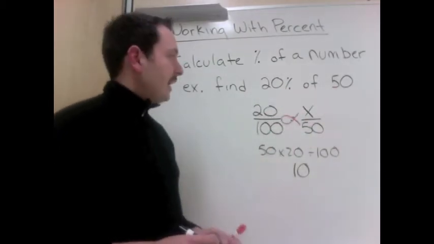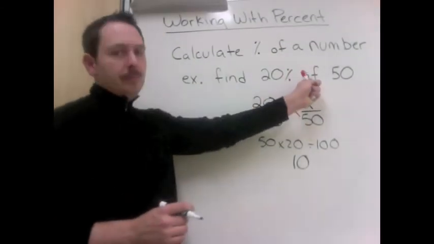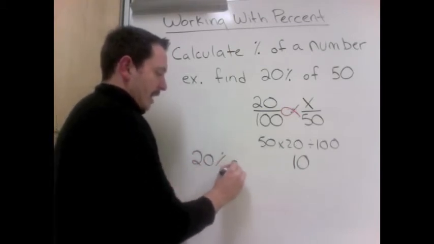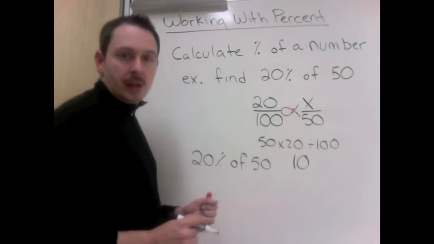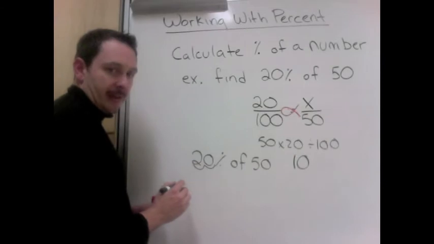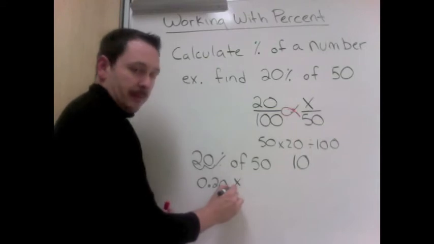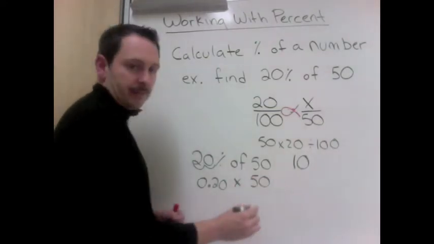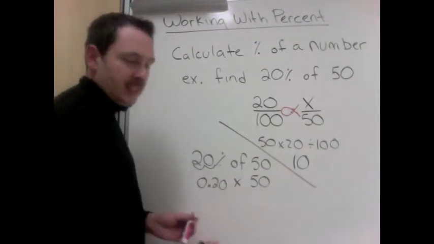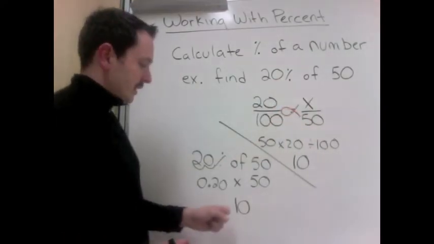is 10. The second way we could do this is, maybe remember back to math you've done in earlier grades. Of means multiply. So 20% of 50. Well, 20%, we just learned how to turn that into a decimal. I'm going to make my decimal jump 2 to the left. So I have 0.20. Of is times 50. I'm just going to go like that to show these are two different parts. 0.2 times 50 is 10. So 20% of 50 is 10.